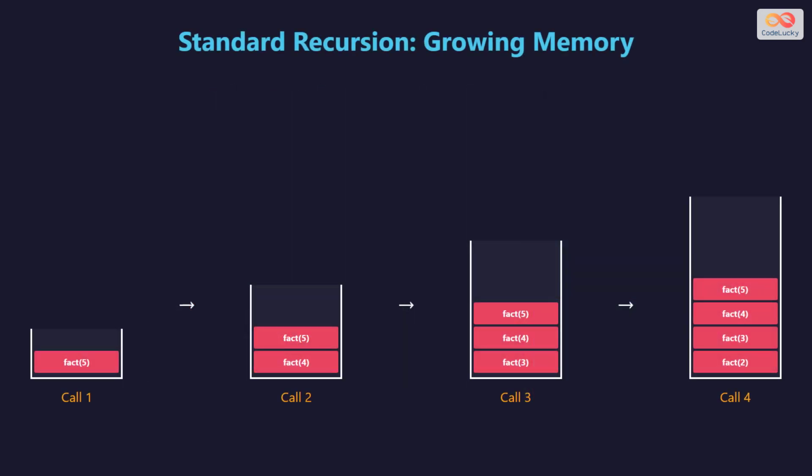Here is what that looks like visually. When we call factorial of 5, it calls factorial of 4, which calls 3, and so on. Notice how the stack grows upwards. Each step adds a new block that takes up space until the base case is reached. This linear growth is what makes standard recursion dangerous for large inputs.